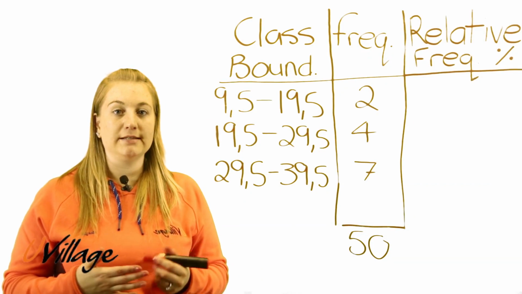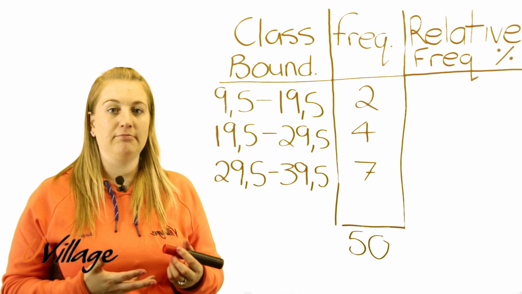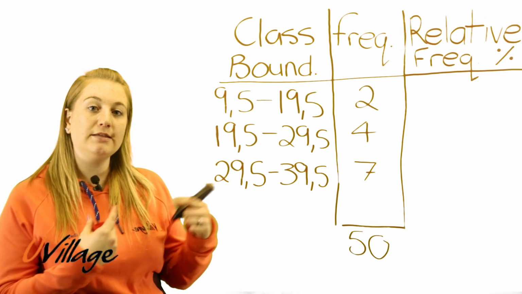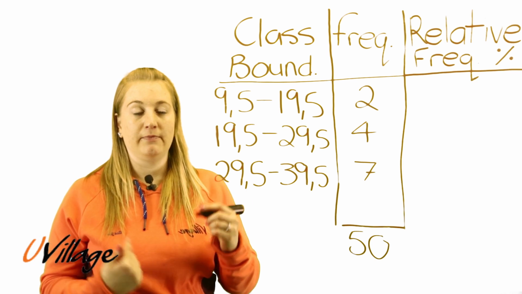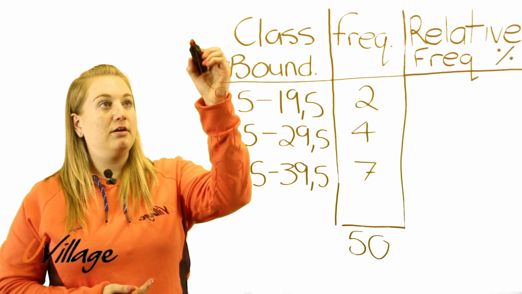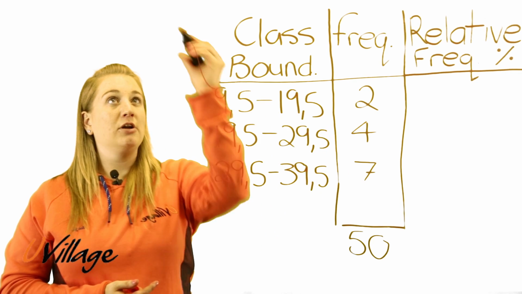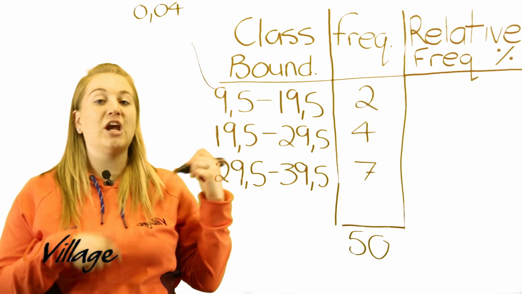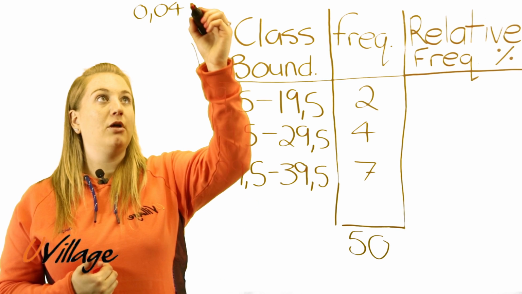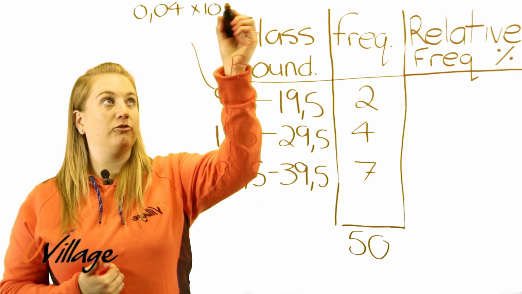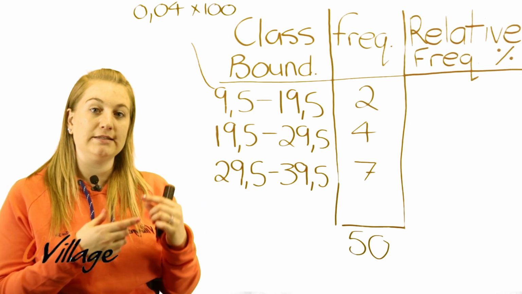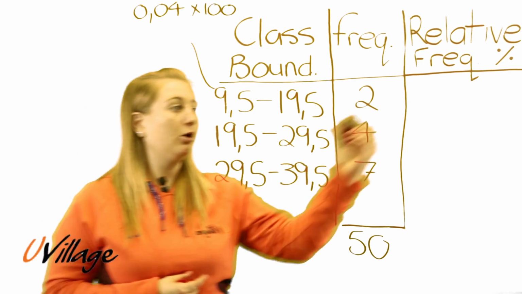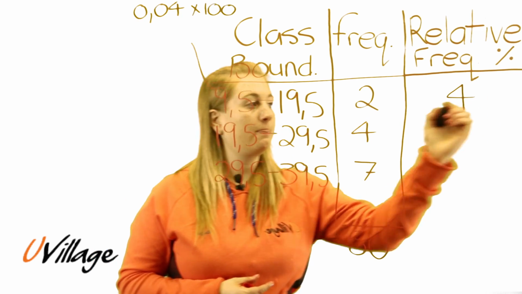Now we can calculate the relative frequency percent. And that's simply by converting the relative frequency into a percent. So recall, the relative frequency for this first class was 0,04. To change it into a percent, we simply multiply it by 100. So we get that the relative frequency percent for this class is 4.